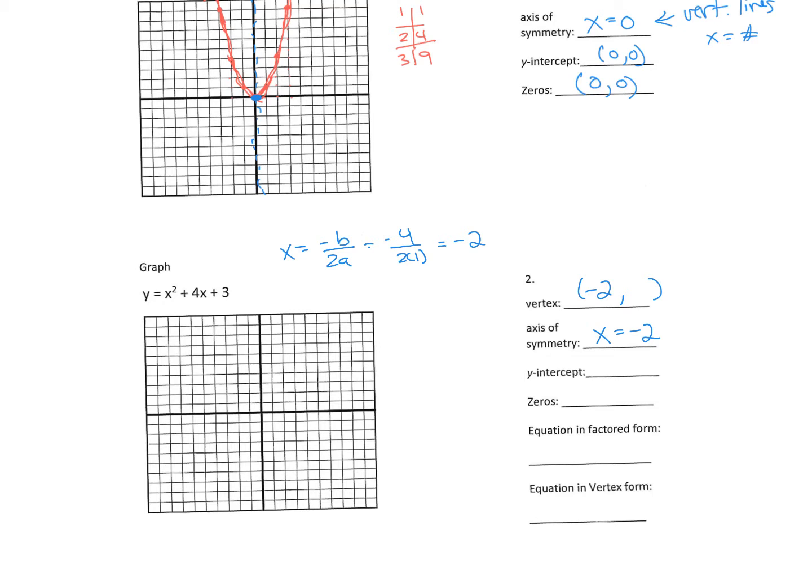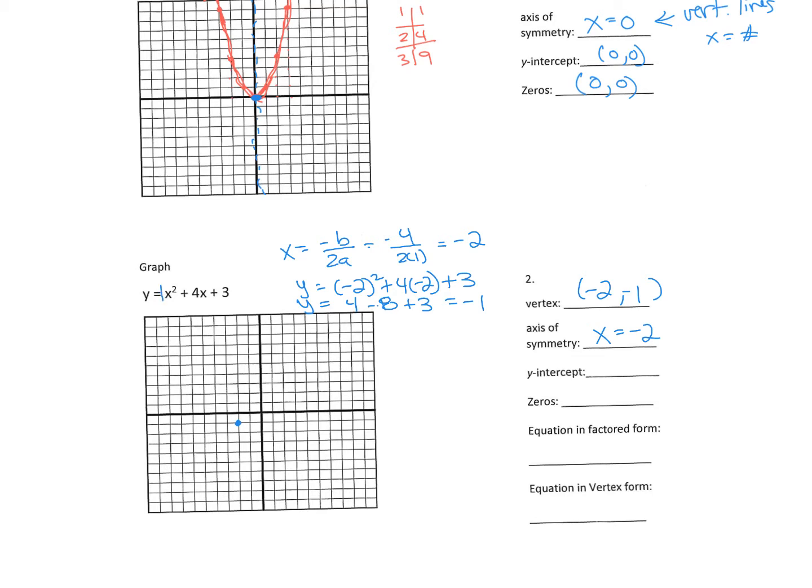So to find the y coordinate of my vertex, I'm going to substitute in negative 2 for x, and I'm going to find out what y is. So let's do that. y equals negative 2 squared plus 4 times negative 2 plus 3. That is 4 minus 8 plus 3. So it looks like I'm getting a negative 1 for that. So the y coordinate of my vertex is negative 1. So let's go find my vertex. Negative 2 and down 1. Here's my vertex.